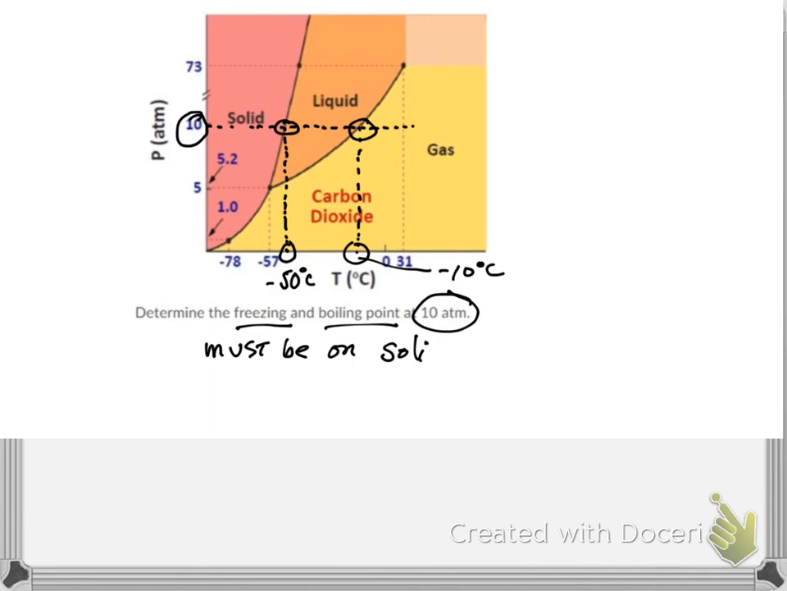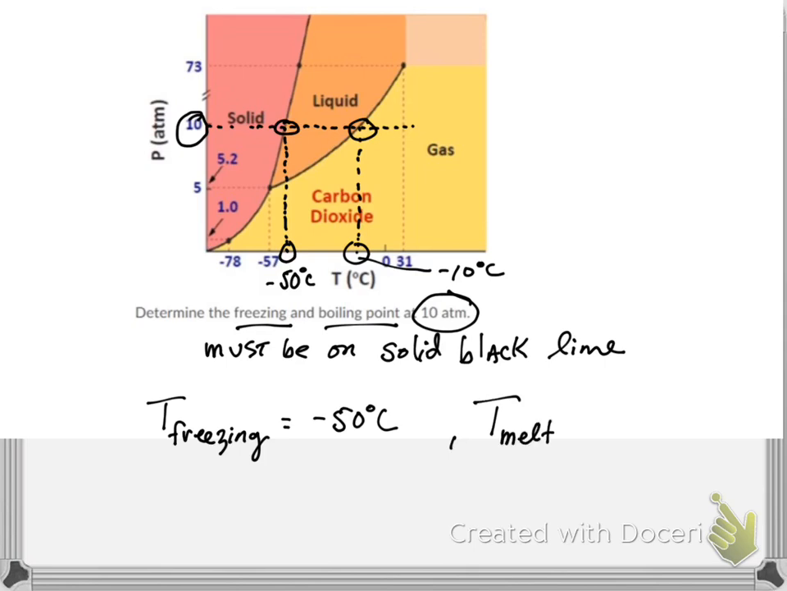These points, the freezing and boiling point, are phase transitions. They must be on the solid line, right? The solid black line here is the interface between the two phases. That's where the phase change occurs. So the freezing temperature is minus 50 degrees Celsius and the melting temperature is minus 50 degrees Celsius. Remember, this is just about what direction you're going. Are you going from liquid to solid? That's freezing. Going from solid to liquid, that's melting.